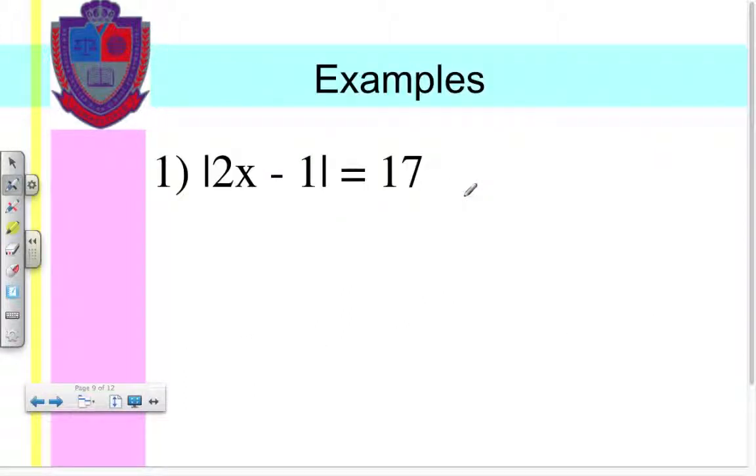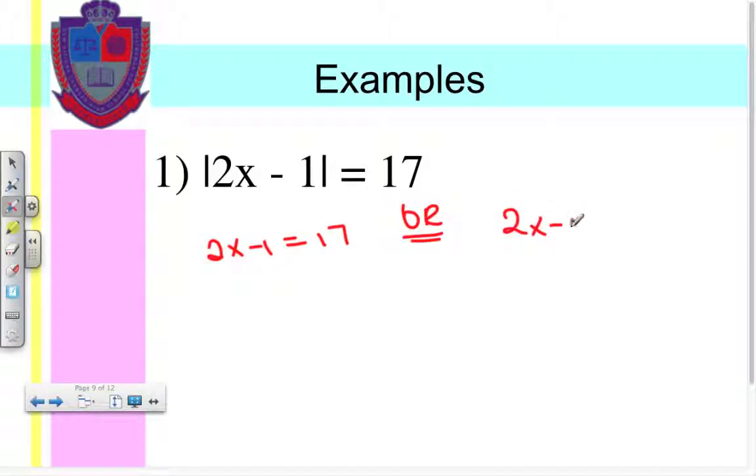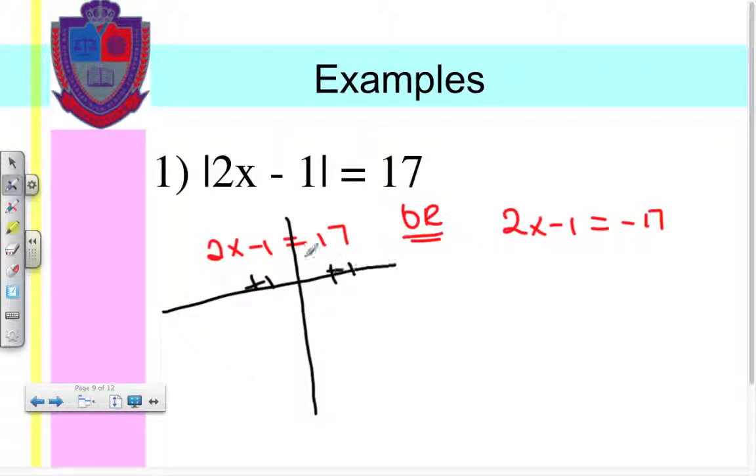Let's see how this works in some examples. Example 1: 2x minus 1, the absolute value of that, is equal to 17. I know I have two scenarios where 2x minus 1 is equal to 17, or 2x minus 1 is equal to negative 17. So the way this works is a simple two-step equation, like my river down here. The ones cancel. 2x is equal to 17 plus 1, which is 18. Divide by 2. The 2's are out. X is equal to 9.